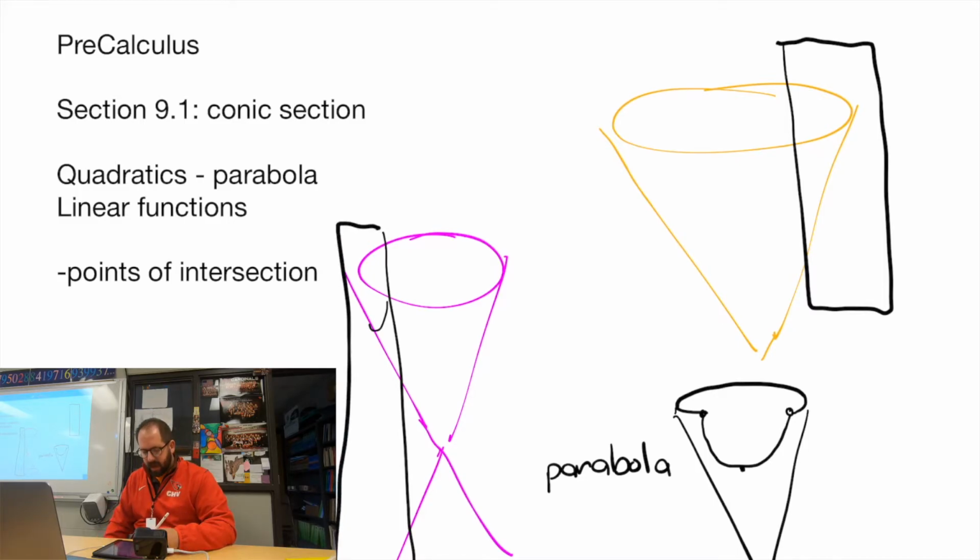A hyperbola would have two curved edges on both cones. It'd look like the parabola, but there'd be one on the top, one on the bottom. And that would be a hyperbola. There'd be two of them, top and bottom. So those are all the different pieces we're going to be looking at. In fact, let me write down the word hyperbola.